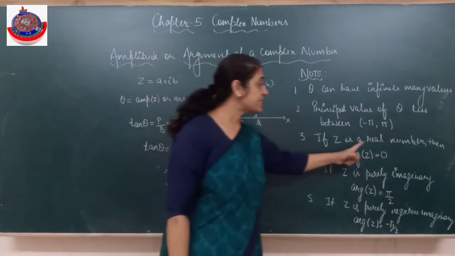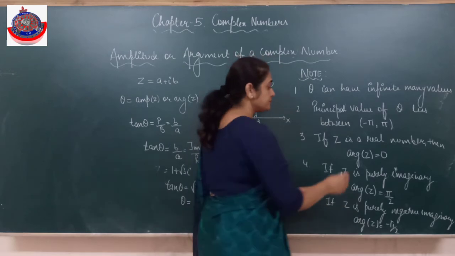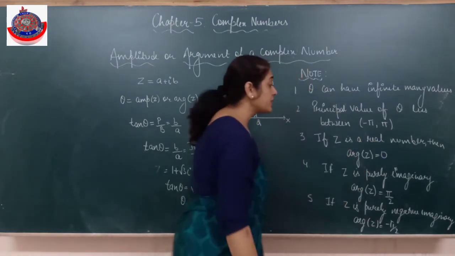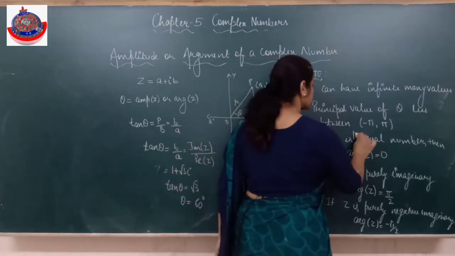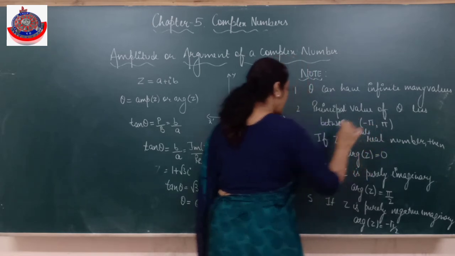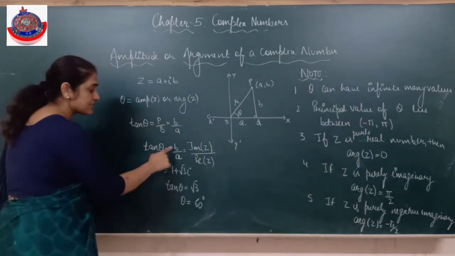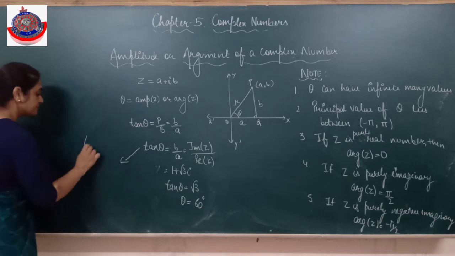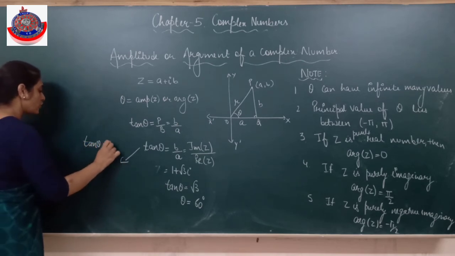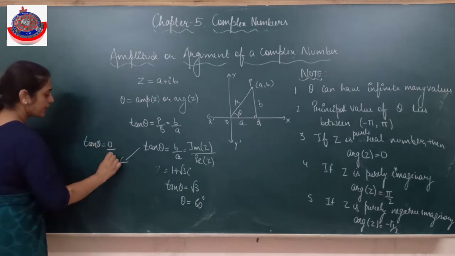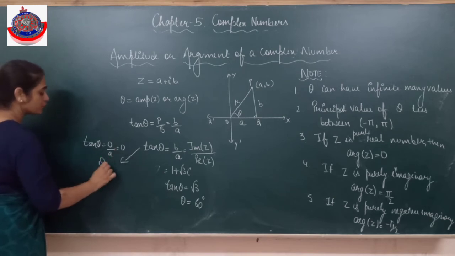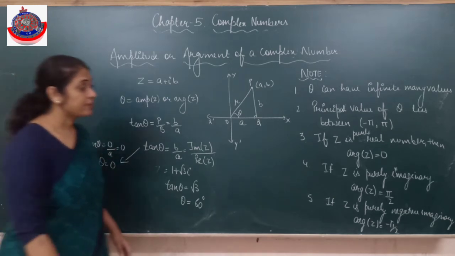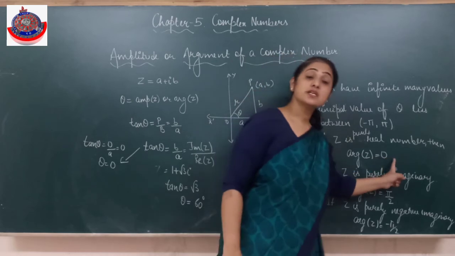If z is a real number, purely real, that means the imaginary part is 0. Then what will come? Imaginary part is 0, it is any real number, so where is the value of tan 0? At 0. So that means the argument of the complex number is 0.